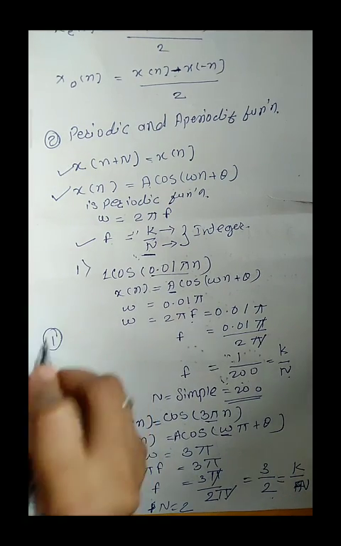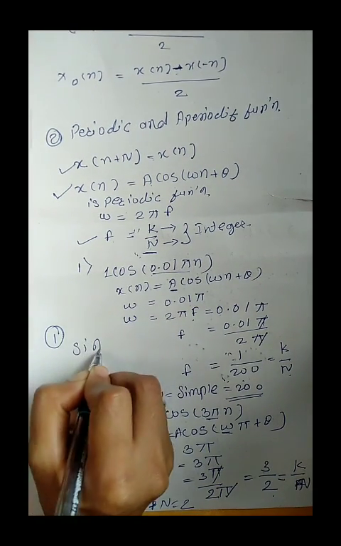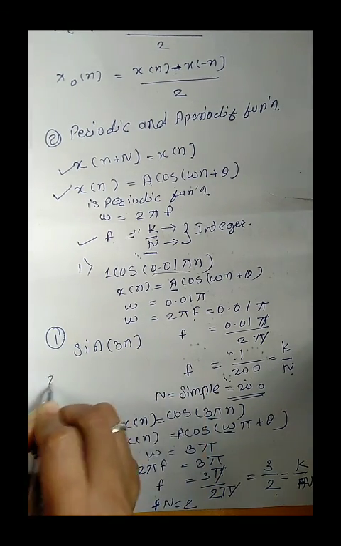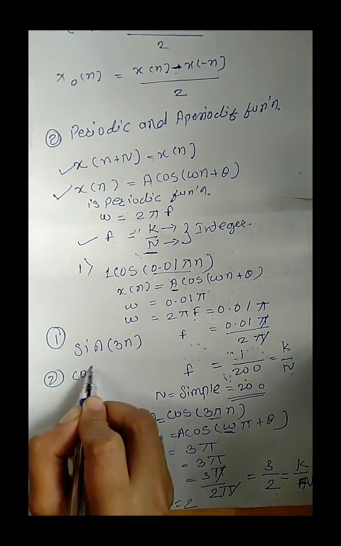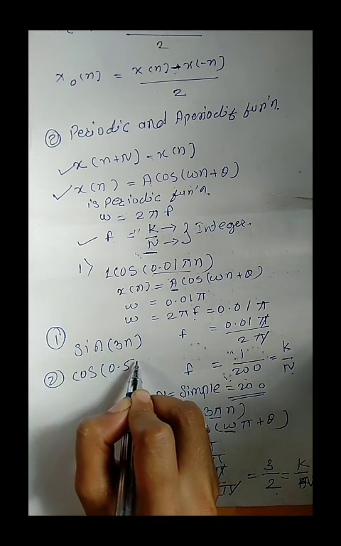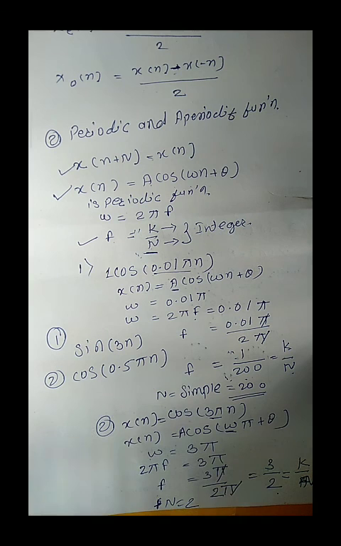First homework is sin 3n. Second homework is cos 0.5 pi n. So I'll see you.